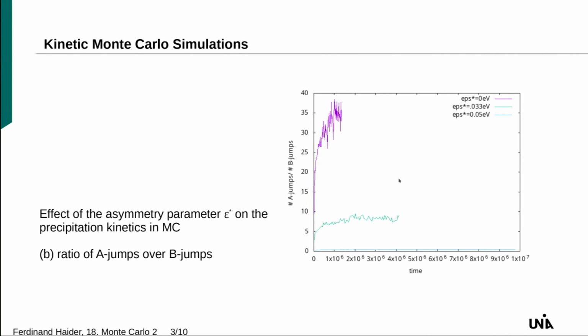But here you see a drastic difference. And that's obvious. Yeah? Here that's the ratio of the number of A jumps over the number of B jumps. Here this is for 0. So the ratio becomes pretty large because there are much more. I think I chose 10% of B atoms here. So there are much more A atoms than B atoms. So the ratio, yeah, it's not 10, but it's 40 or so.